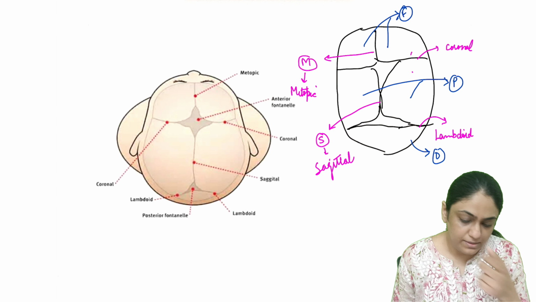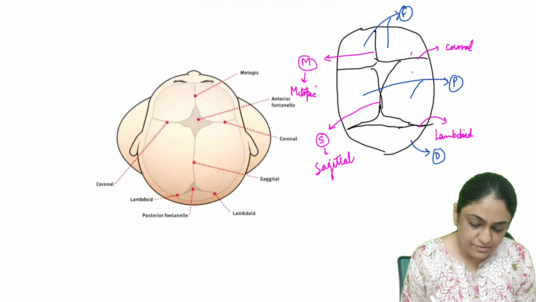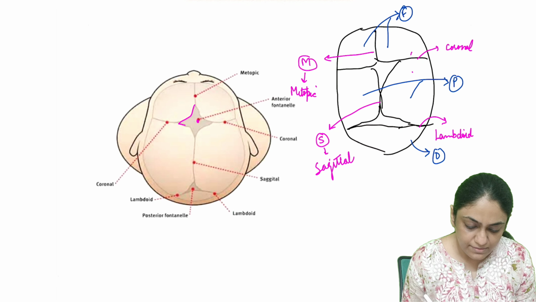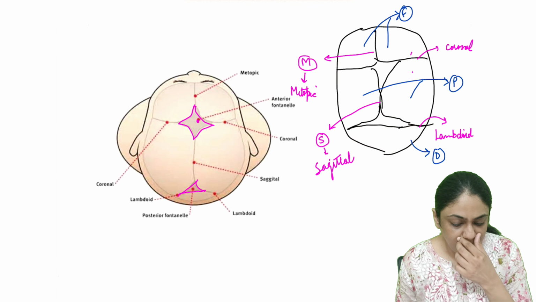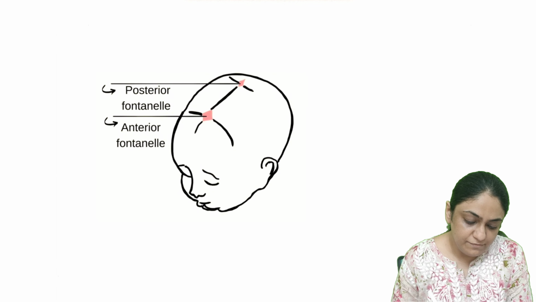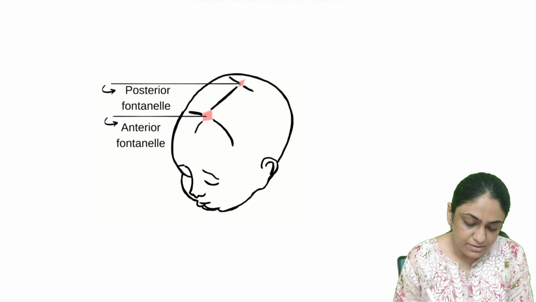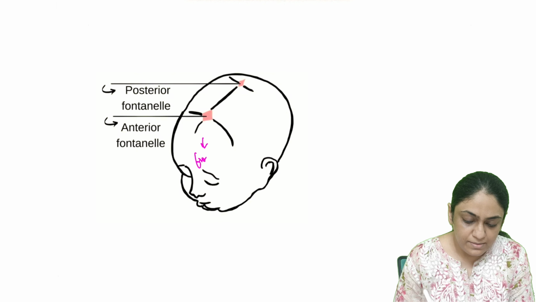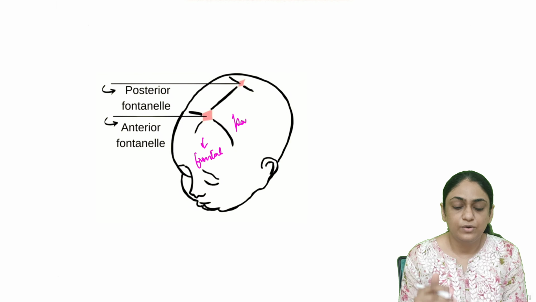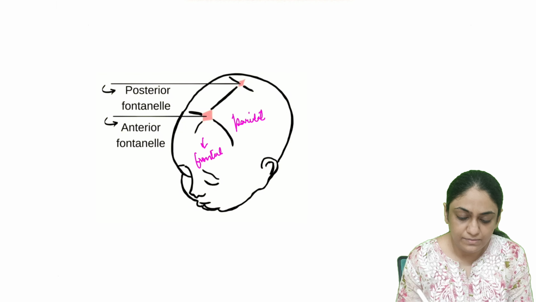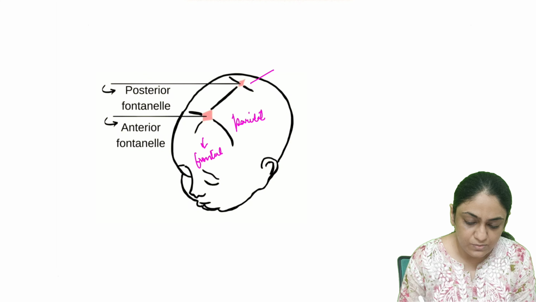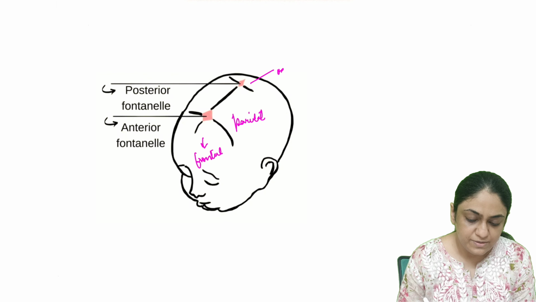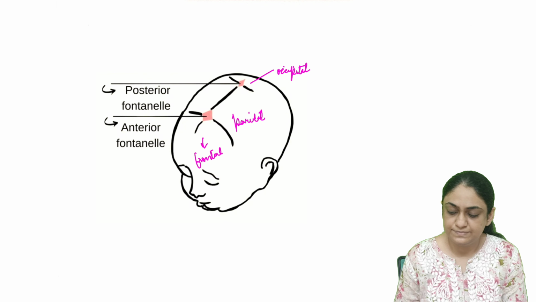Now let's study where the Fontanelle are. You can very well see, this diamond shaped structure is the anterior fontanelle, whereas this triangular structure is the posterior fontanelle. Anterior fontanelle is present between frontal and parietal bone, whereas posterior fontanelle is present between occipital and parietal bone.